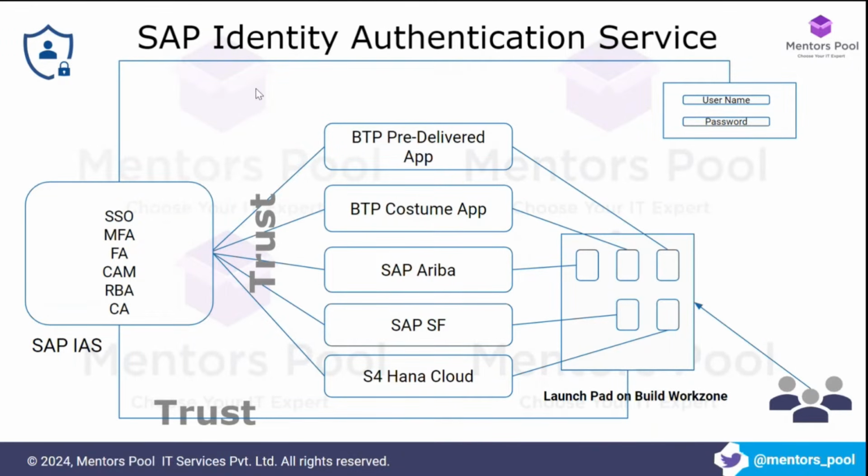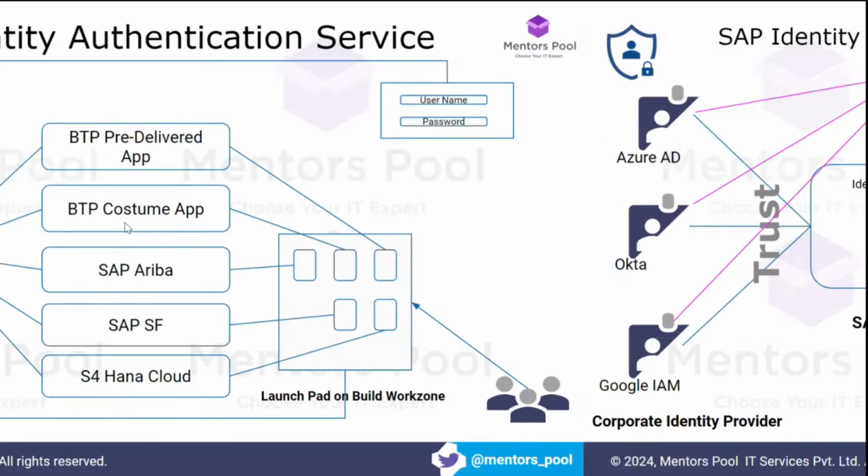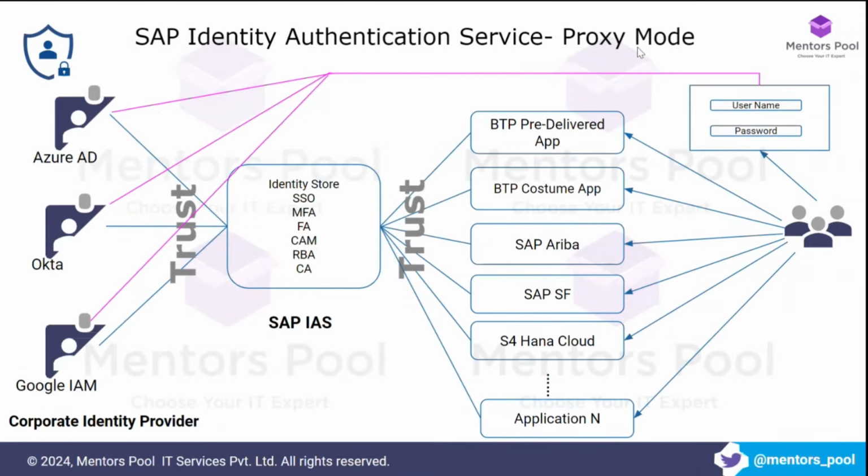And in this case, IAS is working as the main identity provider, where IAS is using all the user data and providing authentication, both facilities. Next is IAS in proxy mode. Why IAS proxy mode?